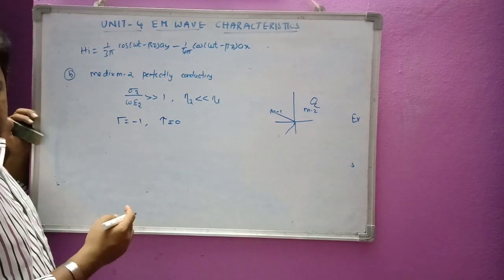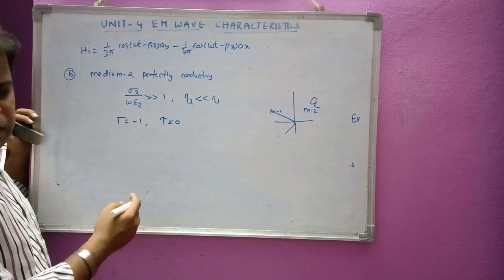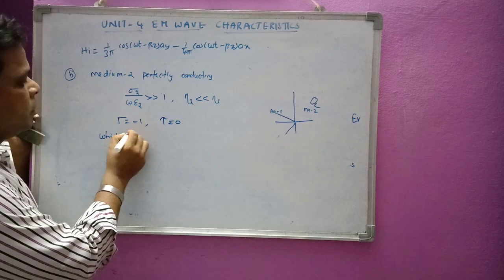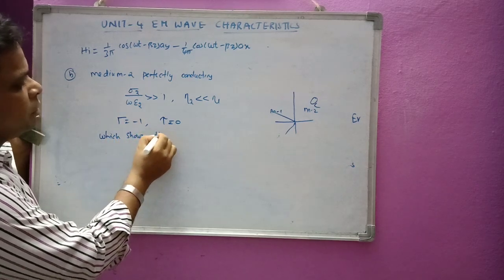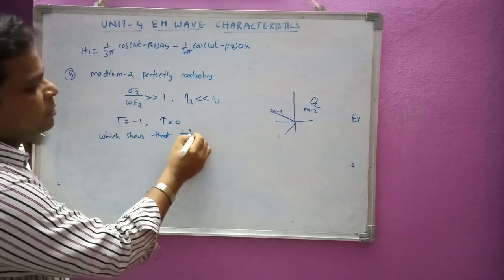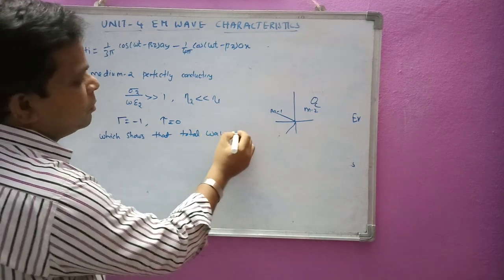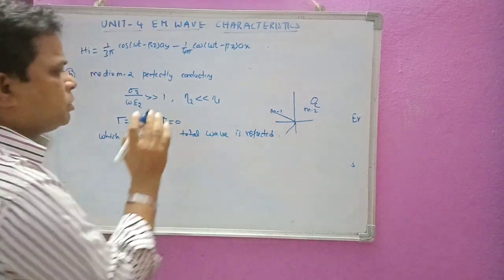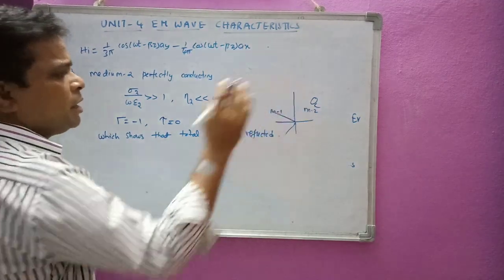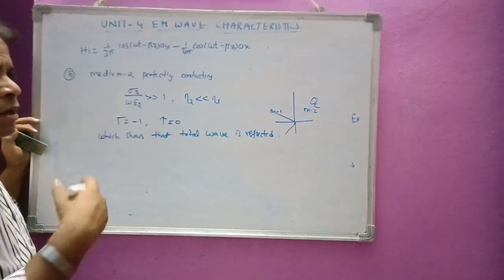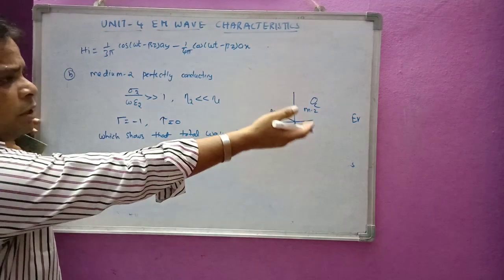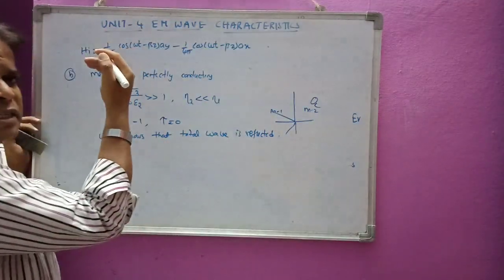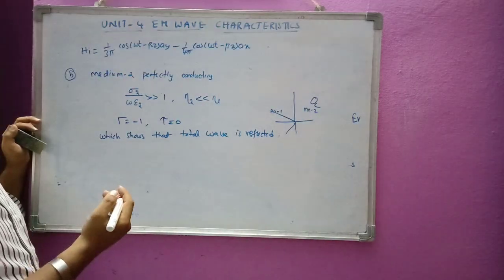So this shows that the total wave is reflected back. How do we say the wave is totally reflected? Because medium 2 is a conductor. That's why the electric field is not going to enter inside it. Whatever we are incident, the total wave is reflected back.